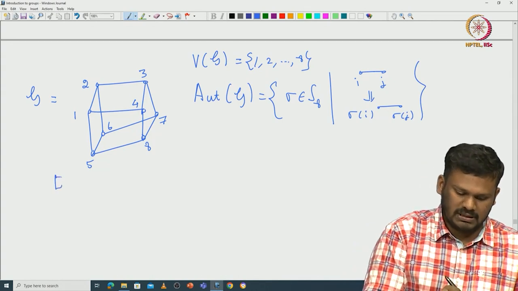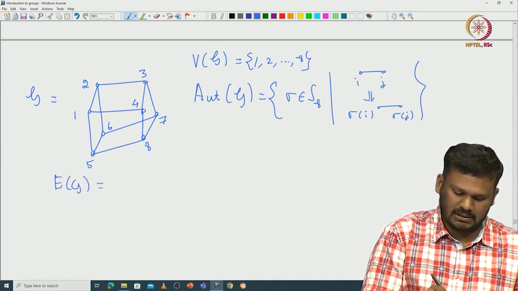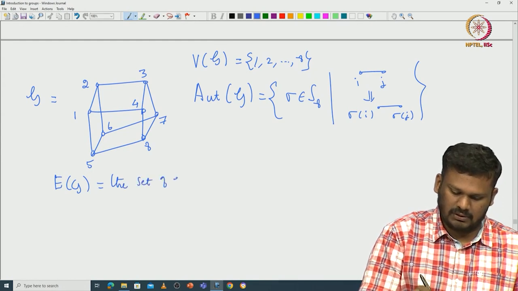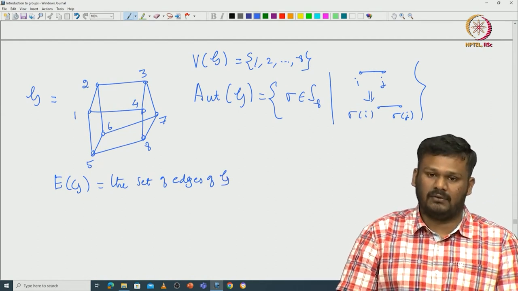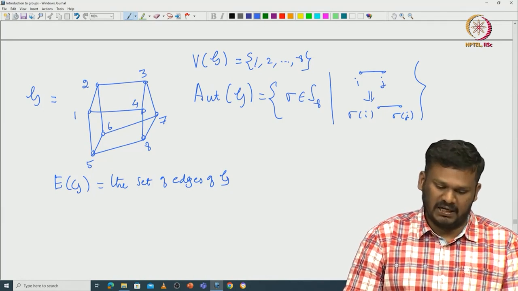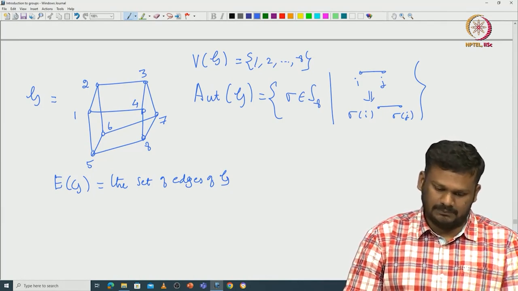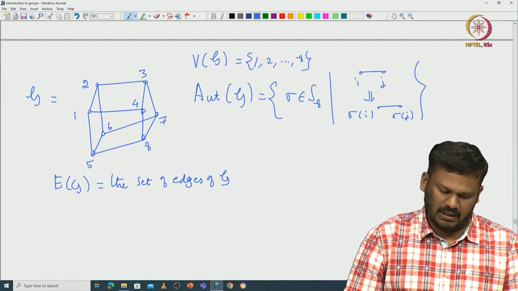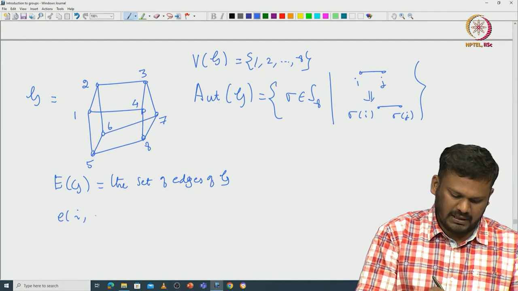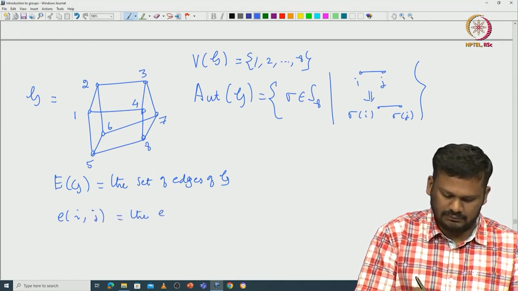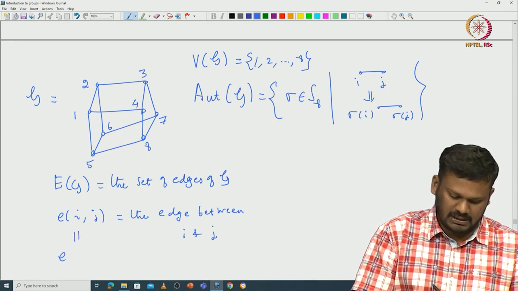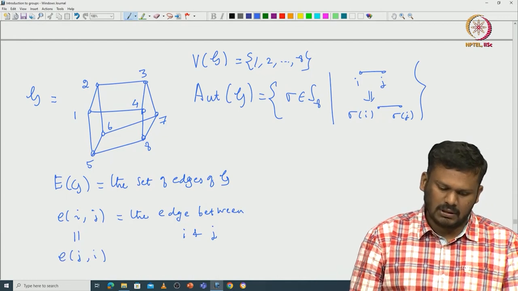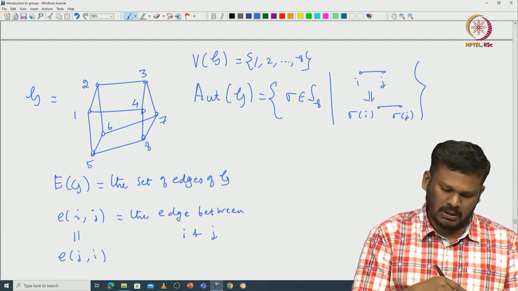So, if you use E of G as the set of edges of G, then you can see that because this is a simple graph, there is no loop and no multiple edges. So the edges can be just denoted as a tuple. Let's say E of i comma j is the edge between i and j. In particular, E of ij is the same as E of ji, because there is no difference between the edge between 1 and 2 and 2 and 1.